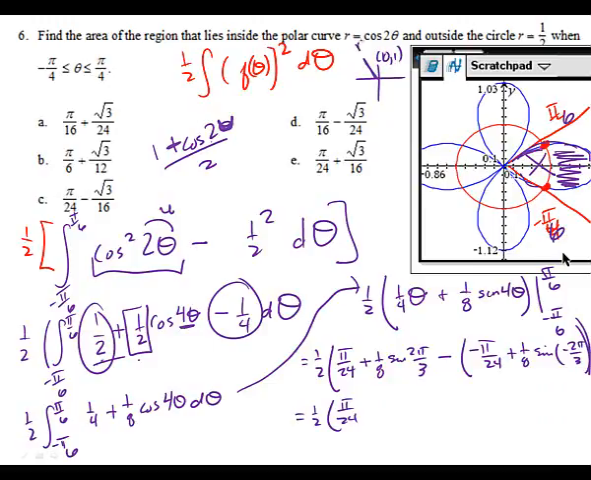Out 0, up 1. It's got to be square root of 3 over 2. Is that right? So square root of 3 over 2, times 1/8, is square root of 3 over 16. Look at our answer choices. We're getting close to something. Okay. Not sure we're close to anything yet, but we're close to something.